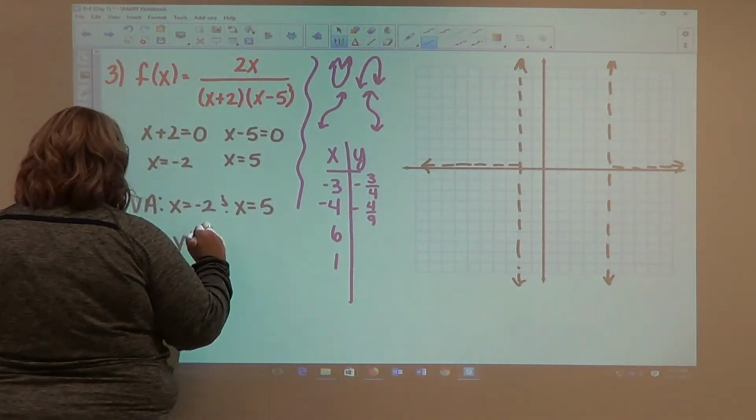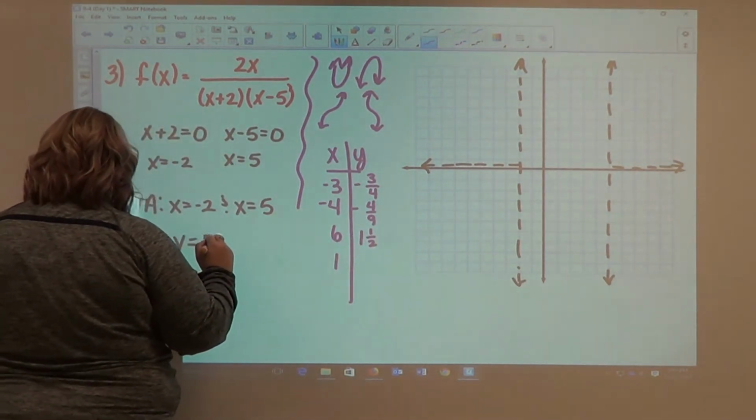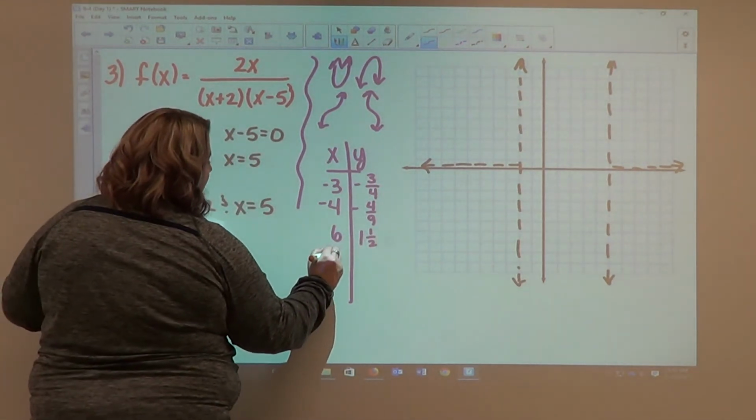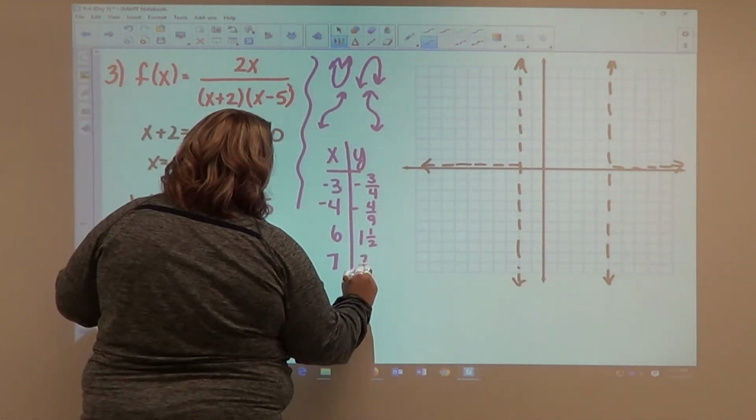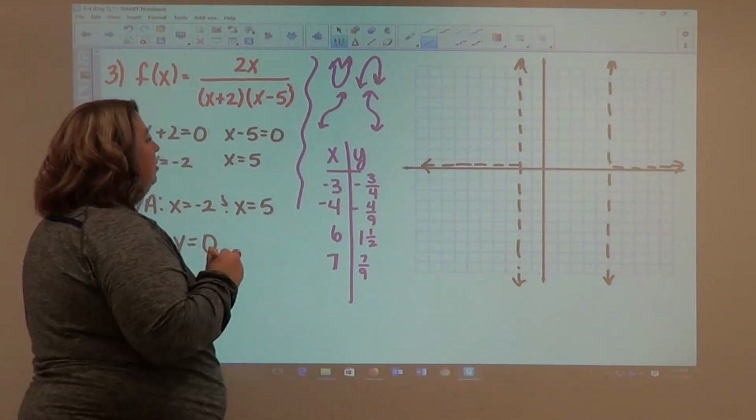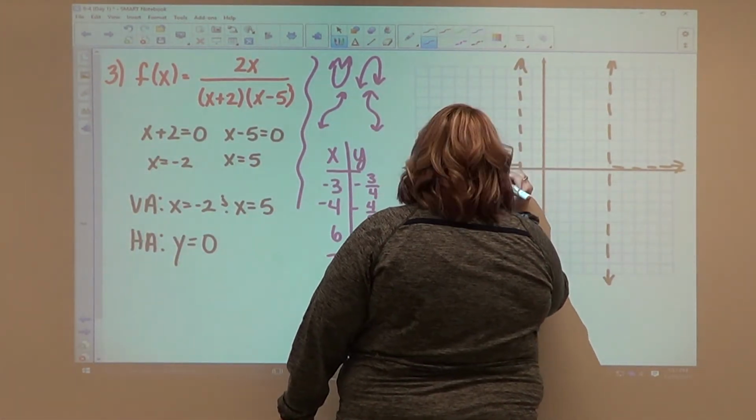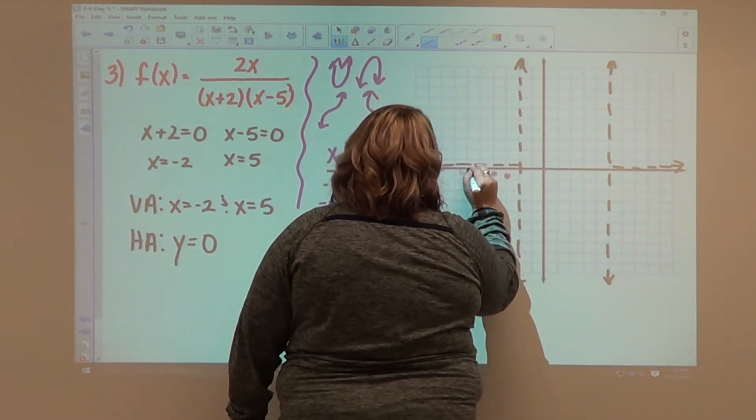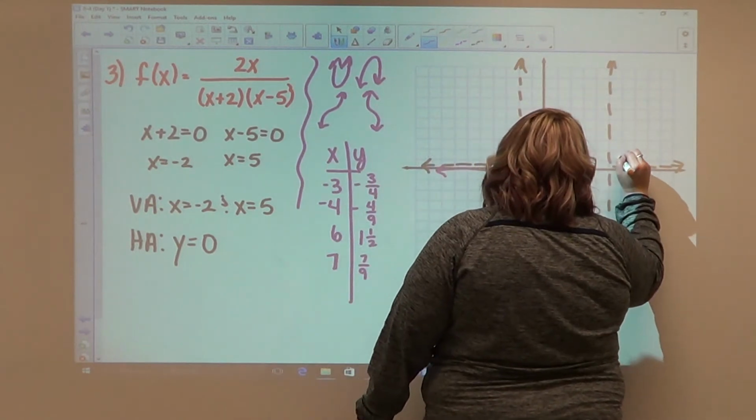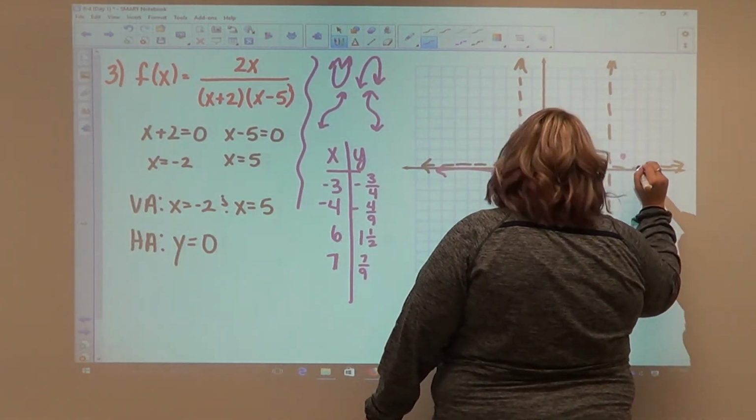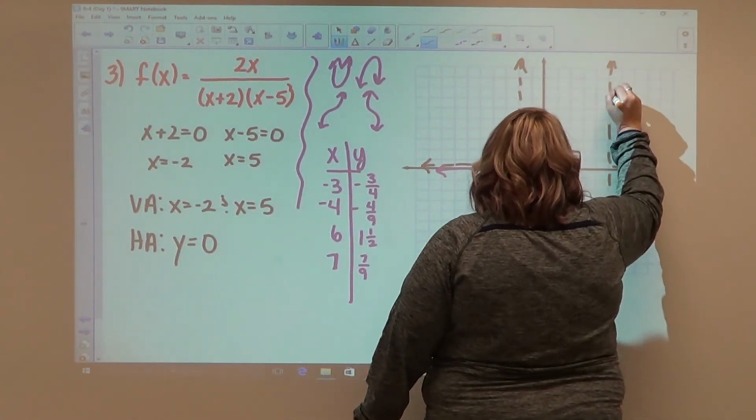When I plug in 6, I get 1.5. And when I plug in 1, I get 7/9. So these, -3, -3/4, -4, -4/9. So this one, it's like that. 6, 1.5. 1, 7/9. Looks like this.